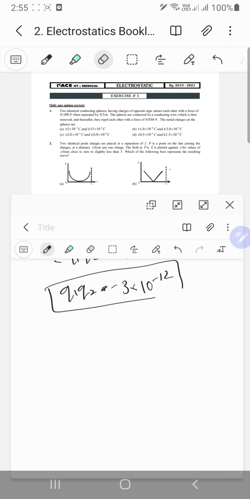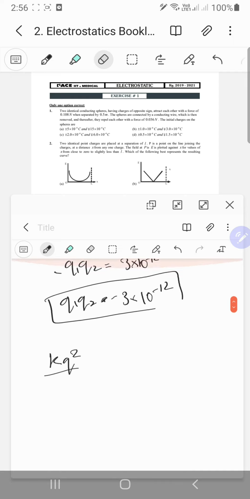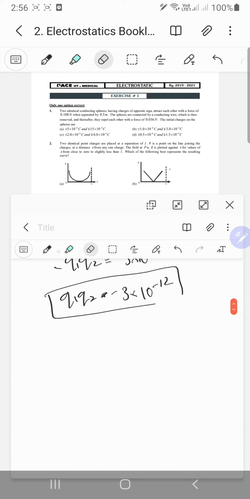The spheres are then connected by a conducting wire, which is then removed, and thereafter they repel each other with a force of 36 into 10 power minus 3. Okay, the initial charge on the sphere. So let's just find what was the charge when they were repelling each other. This will just be K Q squared upon R squared. We already know what K is. So K is 9 into 10 power 9 into Q squared upon R squared, which is just 1 by 2, so it's going to be 4 into all that stuff. This is our force, which is 36 into 10 power minus 3.